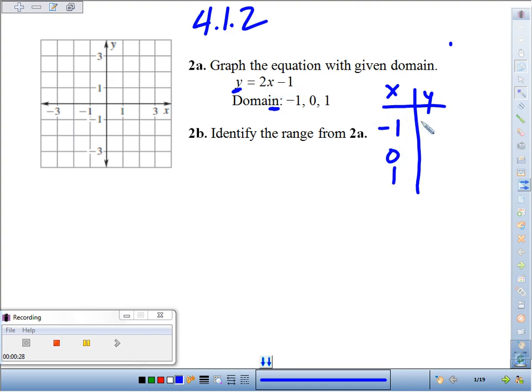If we put -1 into the equation, for example, we'd have 2 times -1 minus 1, which would give us -2 minus 1, we're looking at -3. If we substitute 0 for x, 2 times 0 is 0, and 0 minus 1 is -1. And if we substitute 1 for x, 2 times 1 would be 2, minus 1 would be 1.